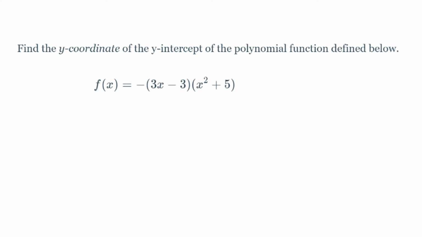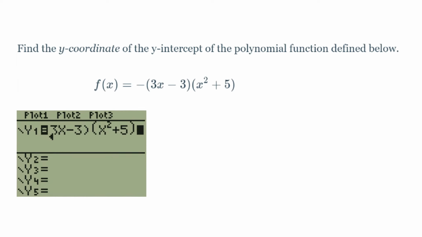What I'm typing into my calculator is our equation, negative parentheses 3x minus 3 times x squared plus 5. So I type all that in my calculator. My y equals. And then from my y equals, what I'm going to do is graph, and I can get a visual look at seeing where my y-intercept is.